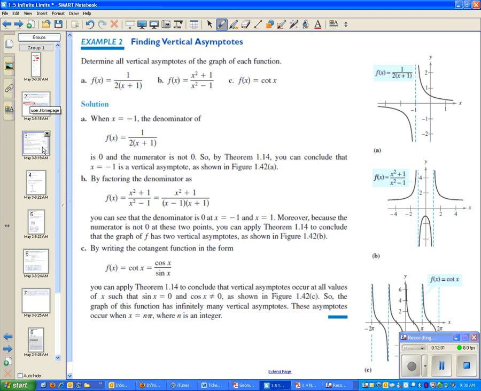All right. Let's look at page 85. Example 2.